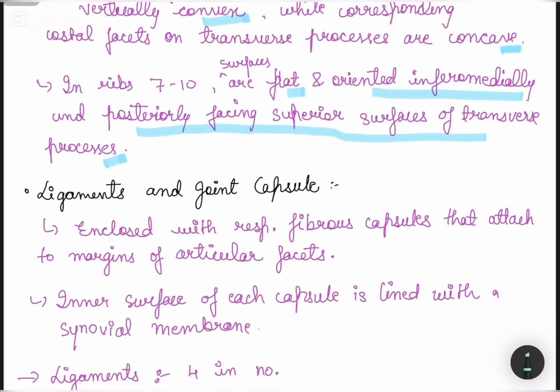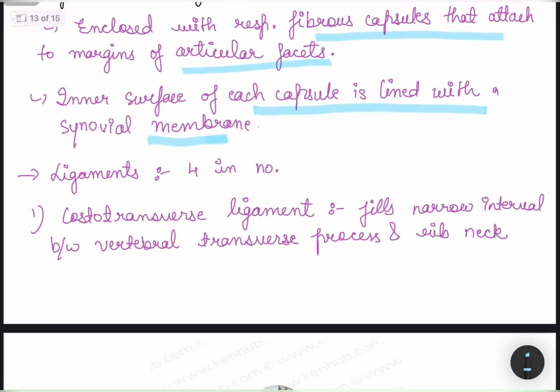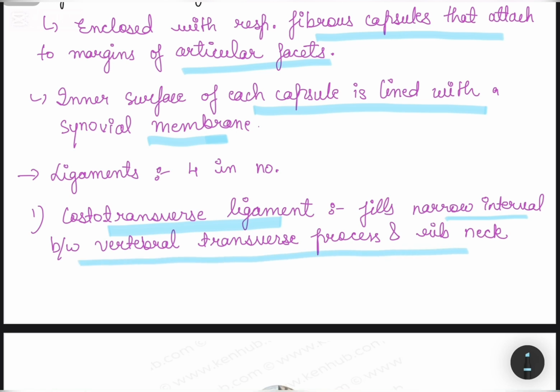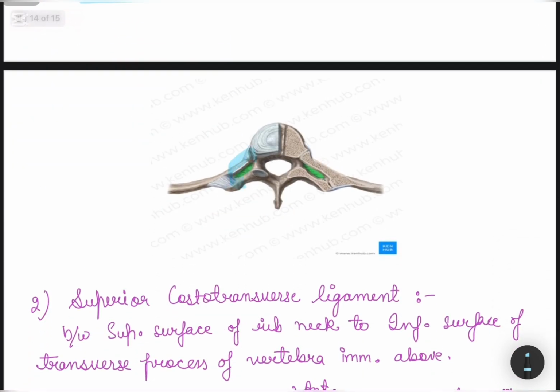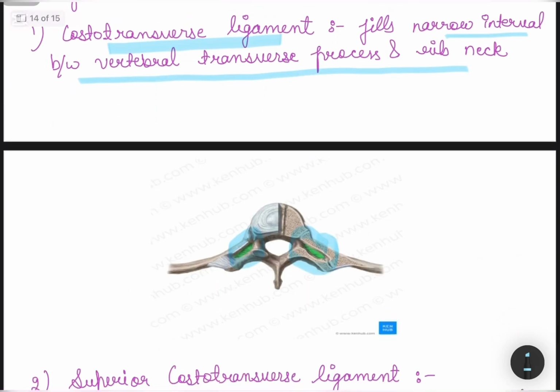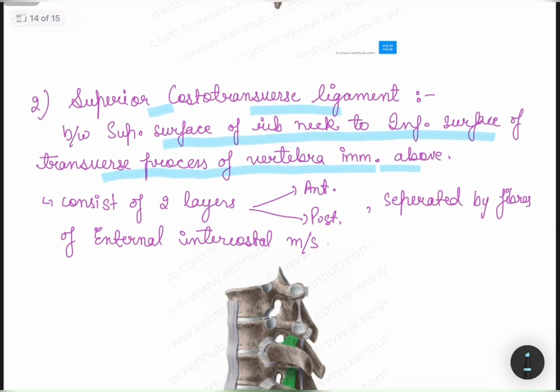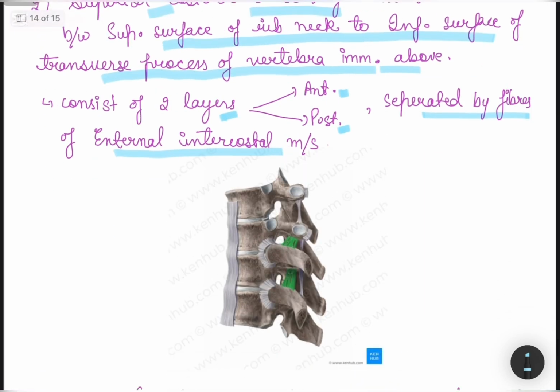The capsule is enclosed by fibrous capsules that attach to the margins of the articular facets. The inner surface of each capsule is lined with synovial membrane. There are four ligaments. The first is the costotransverse ligament, which fills the narrow interval between the vertebral transverse process and the rib neck. The second is the superior costotransverse ligament, present between the superior surface of the rib neck and the inferior surface of the transverse process of the vertebra immediately above. It is composed of two layers, the anterior and posterior, which are separated by fibers of the external intercostal muscles. Here.